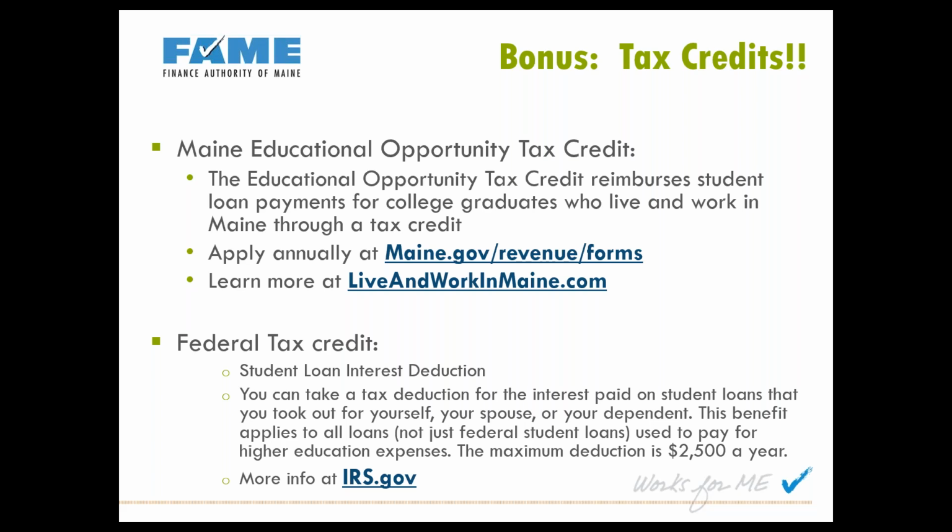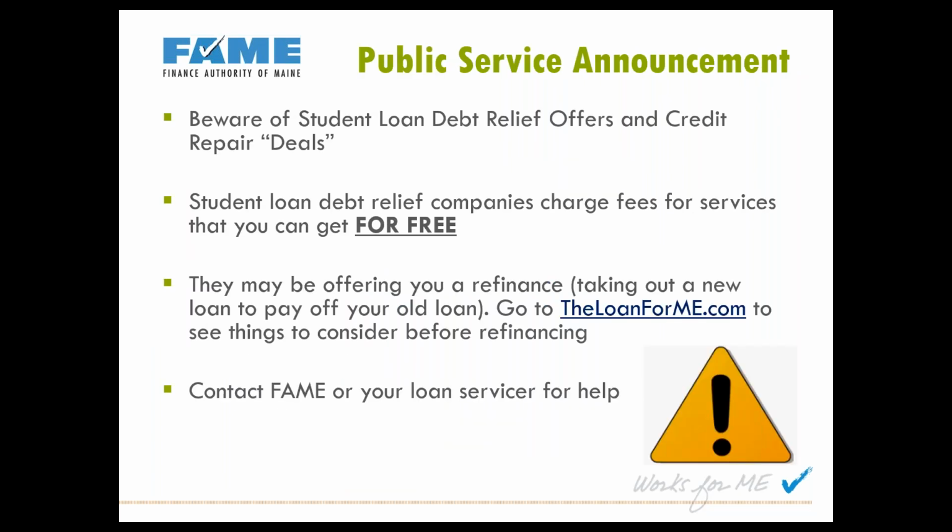There's also a federal tax credit on student loan interest payments. So you can take a tax deduction for interest paid on student loans that maybe you took out for yourself, maybe your spouse, your dependents. This applies to all loans, not just federal student loans. This loan maybe you took out for higher education. It doesn't have to be a federal student loan. The maximum deduction is $2,500 a year. More information at irs.gov. Just want to say again, if you did not take this tax credit and you think you should have, you can go back 3 years.